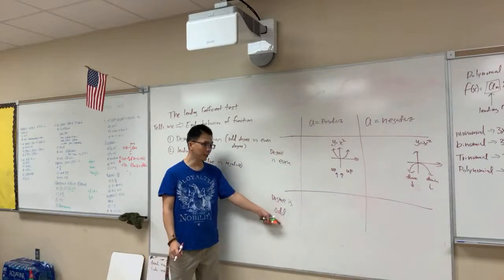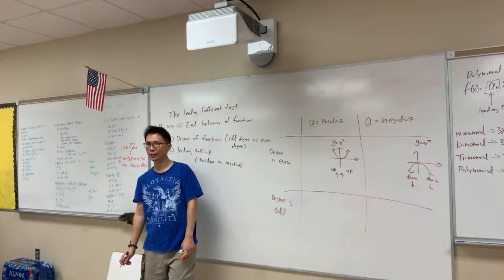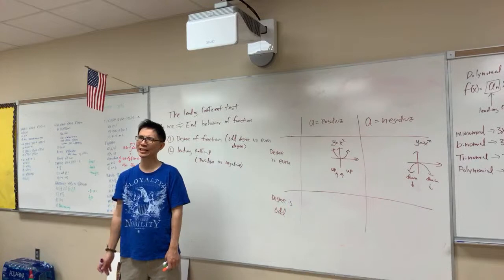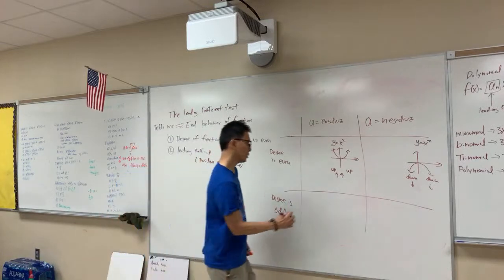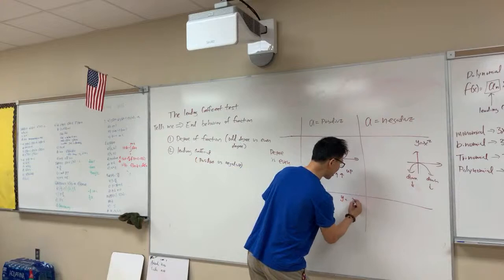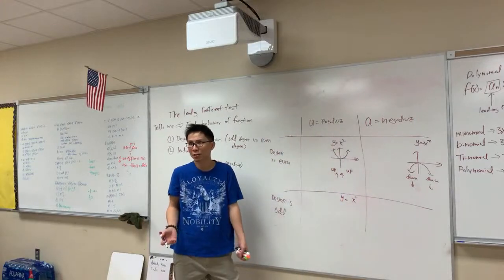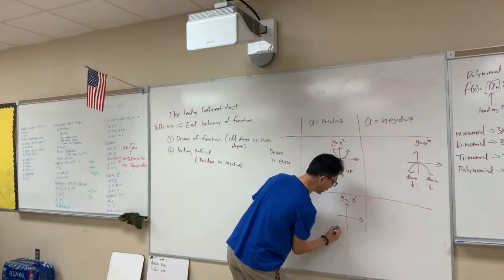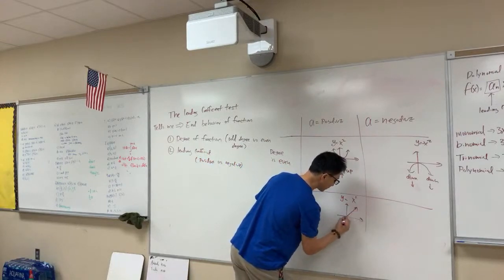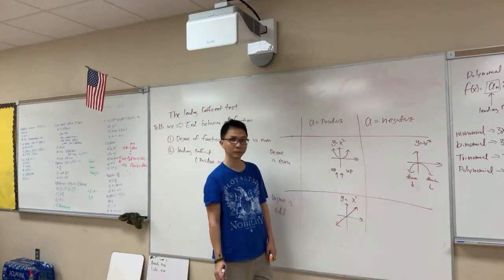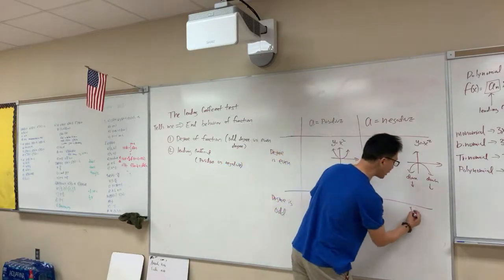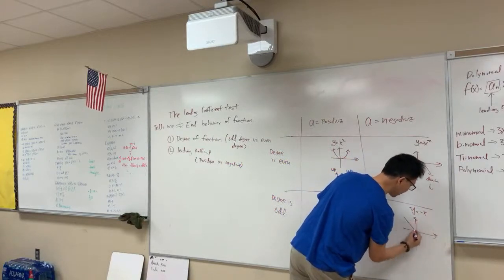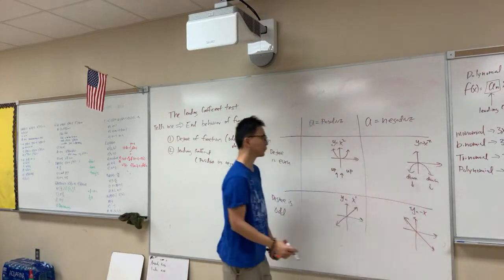Now let's think about degree is odd. What's the easiest odd degree that you can think of? X cubed is one of them, but there's actually one easier than that. Just x. Good. Why go to x? Because x to the first power is gonna behave like a line. Hopefully you know what a line looks like. It's gonna go this way. And y equals negative x is gonna go this way. You guys remember that?